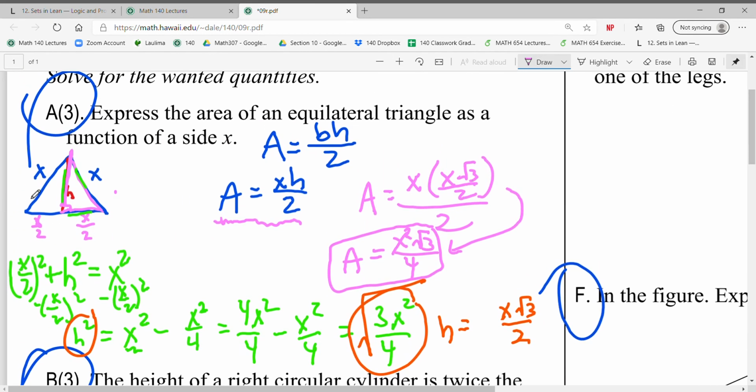I just took an equilateral triangle. I wrote my function for an area like I'm used to writing it, but then I replaced anything that didn't have x's with something that did have x's. And I found out that h was equal to this using the Pythagorean theorem.